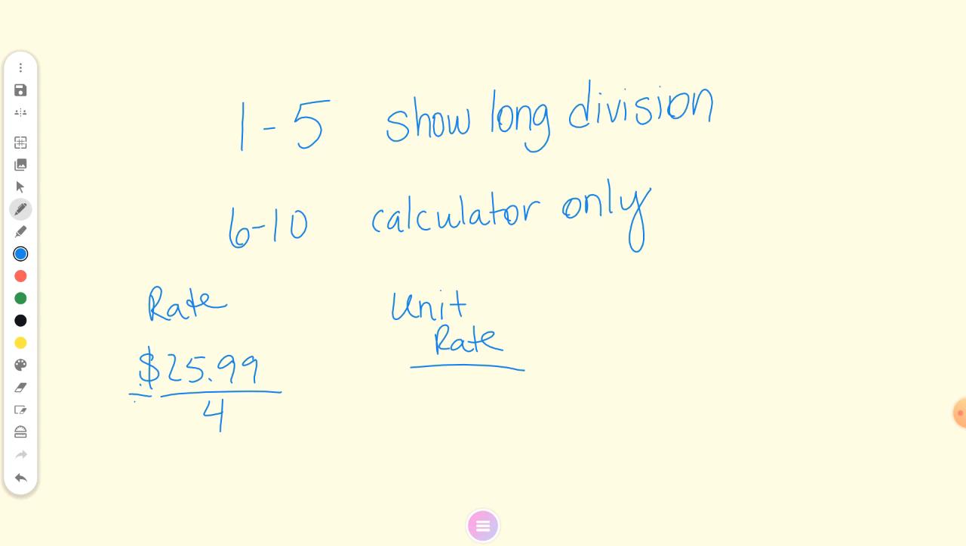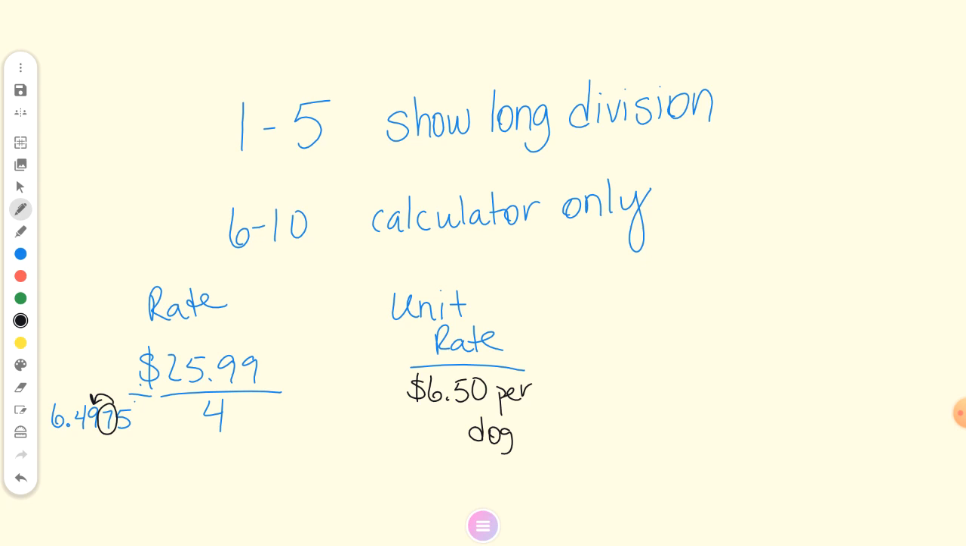6.4975. Okay, hold on. Out to the side, or somewhere, maybe under the problem. Read it to me. 6.4975. If you give me that it's $6.4975 per something, you're going to lose some points. So write it somewhere. Round it. What would that round to? It would round to 50. $6.50. So then your unit rate would be $6.50 per dog, whatever your label is.